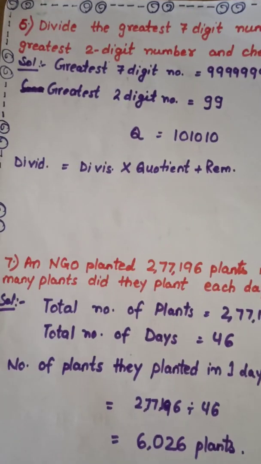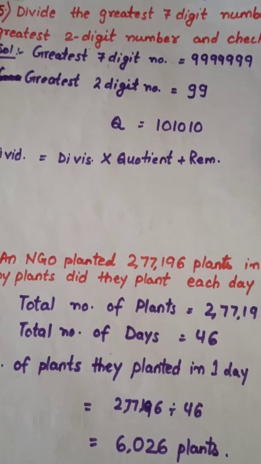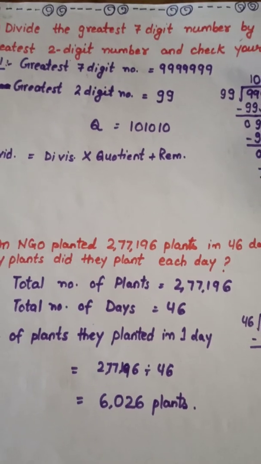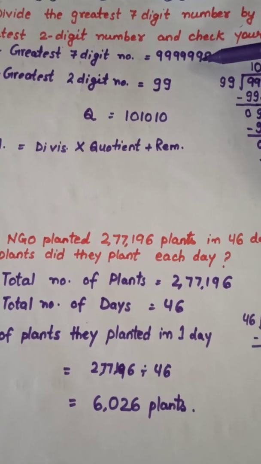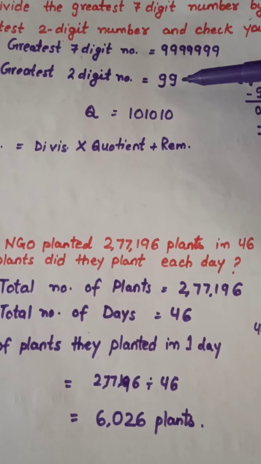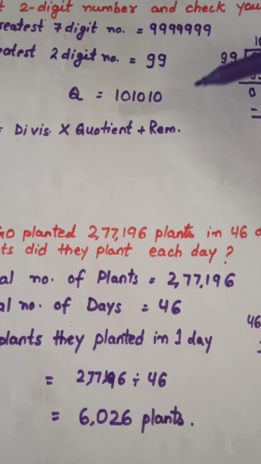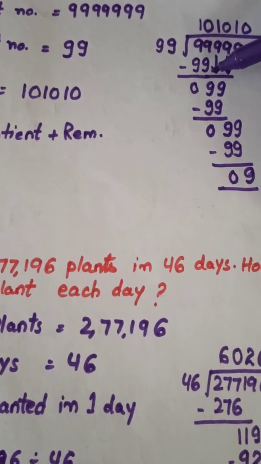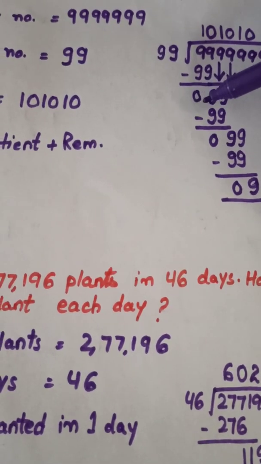Okay, let us see question number 6, students, and the question says divide the greatest 7-digit number by the greatest 2-digit number and check your answer. Okay, now see what is the greatest 7-digit number? It is 7 times 9. Okay, and greatest 2-digit number is 2 times 9, 99. Now what we need to do? We need to just find out its quotient. We will divide it. 99 ones will give us 99, and after subtracting it is subtracted perfectly. We will get 0 over here.